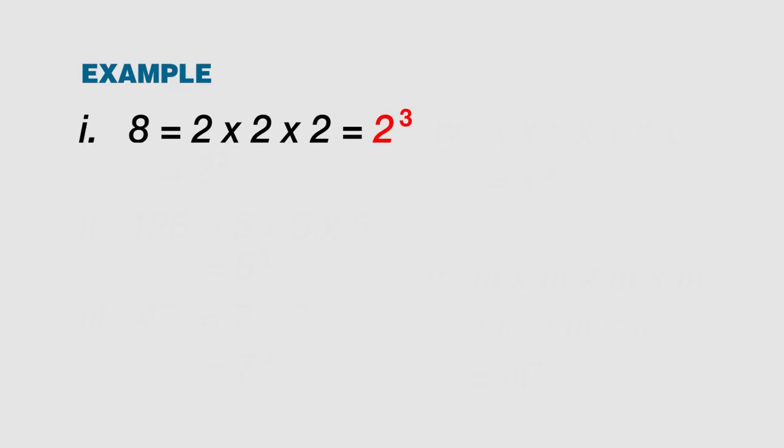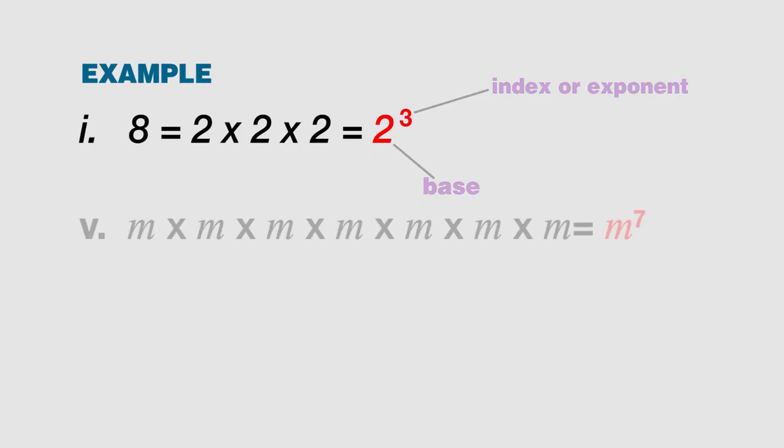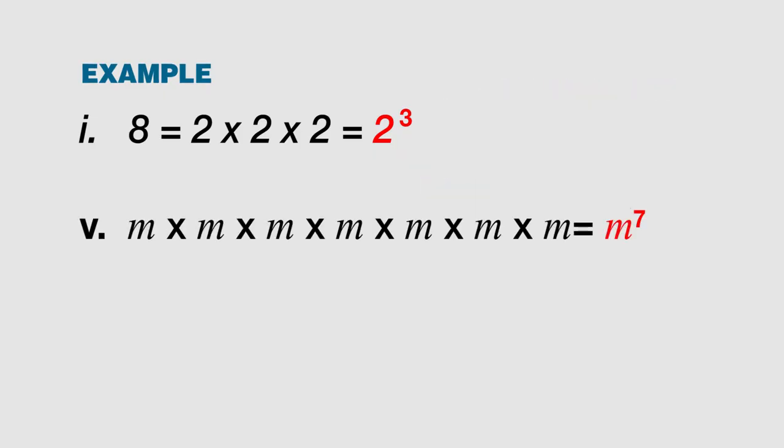Now, in the first example, 2 to the power 3, the 2 is called the base, and the 3 is called an index or an exponent. Again, in the last example, the expression m to the power 7 or m exponent 7, m is called the base and 7 is called the index or the exponent.